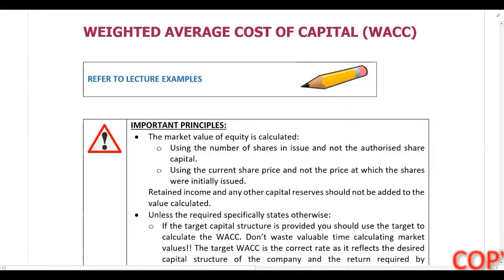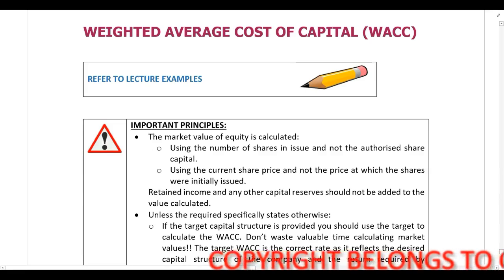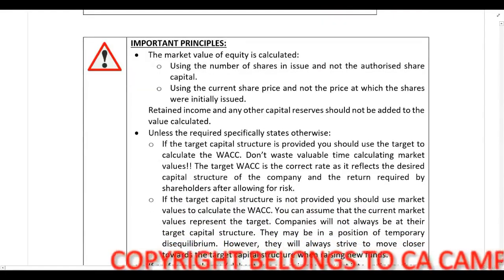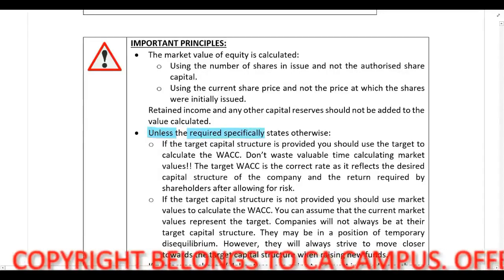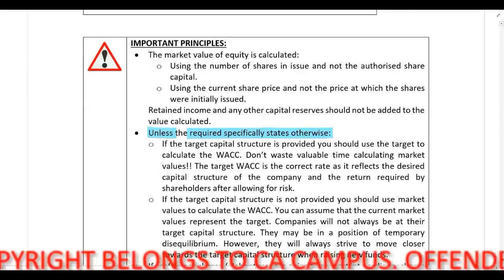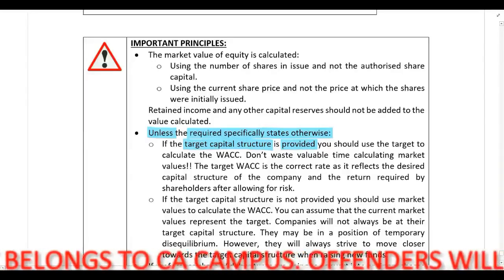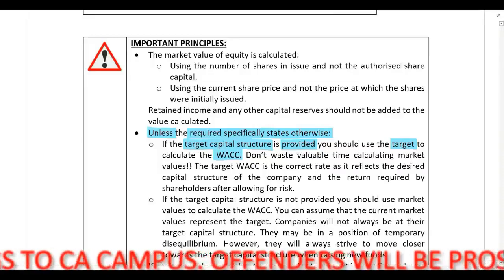Right, so now that we've covered the calculation for the cost of equity, the cost of preference shares, and the cost of debt, we can wrap this lecture up and look at how you should calculate the weighted average cost of capital. Before we move on to our lecture examples, let's go through a couple of important principles. First, unless the required specifically states otherwise, if the target capital structure is provided, you should use the target in order to calculate the weighted average cost of capital.